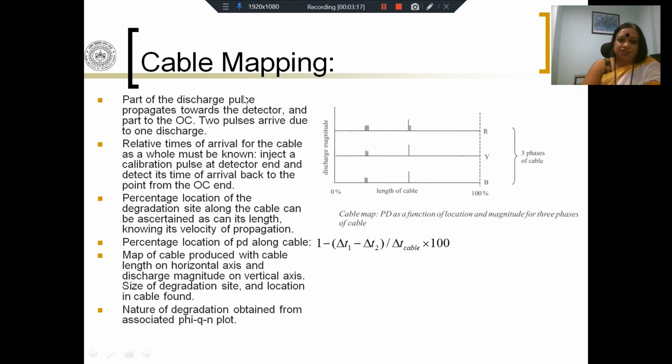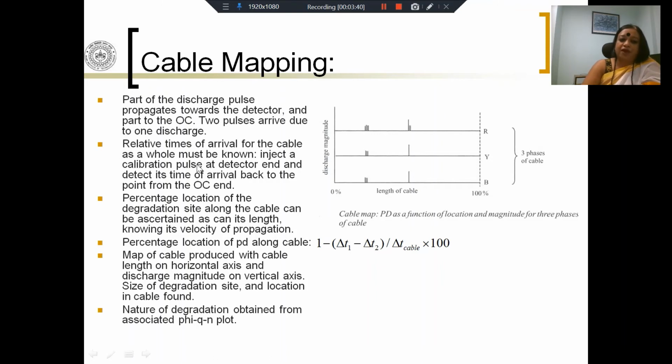So part of the discharge pulse propagates towards the detector and part to the open circuit. Two pulses arrive due to one discharge. Relative time of arrivals for the cable as a whole must be known. How would we know that? We need to know the velocity of travel of the reflected signal as well as the direct signal. Only then can we convert the time difference between the two signals to a spatial difference.